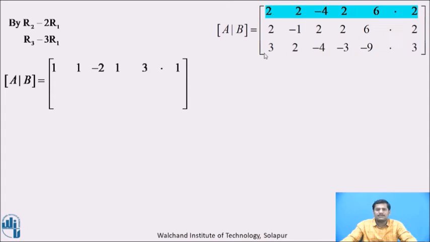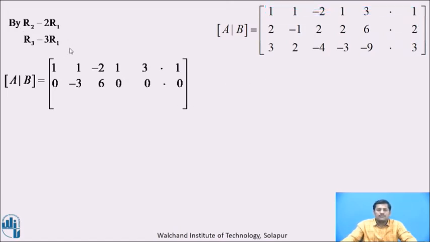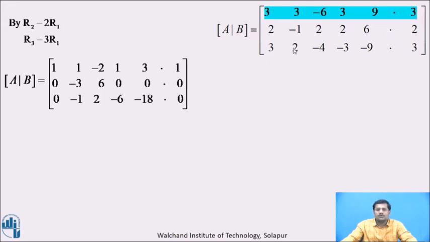Now taking the subtraction, 2 minus 2 is 0, minus 1 minus 2 is minus 3, 2 minus minus 4, that is plus 4, is 6, 2 minus 2 is 0, 6 minus 6 is 0 and 2 minus 2 is 0. Now performing this transformation, first of all multiplying row number 1 by 3 and then taking this subtraction, 3 minus 3 is 0, 2 minus 3 is minus 1, minus 4 minus minus 6, that is plus 6, is 2, minus 3 is minus 6, minus 9 is minus 18 and 3 minus 3 is 0.